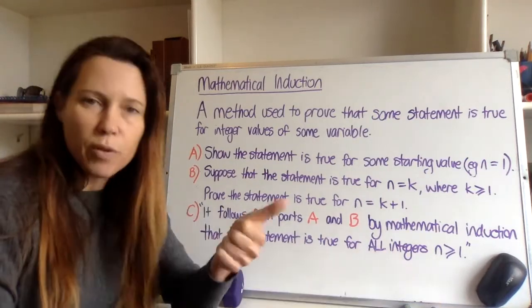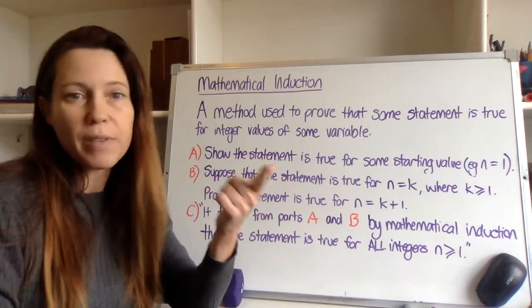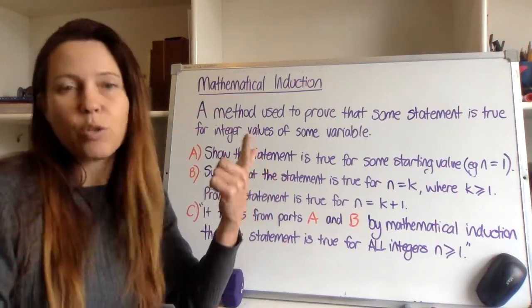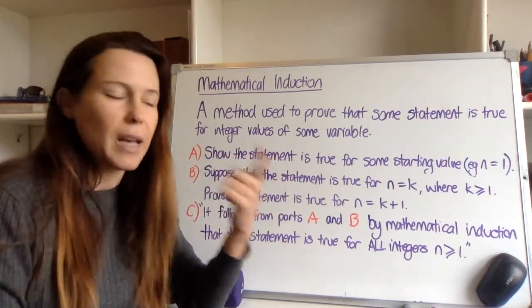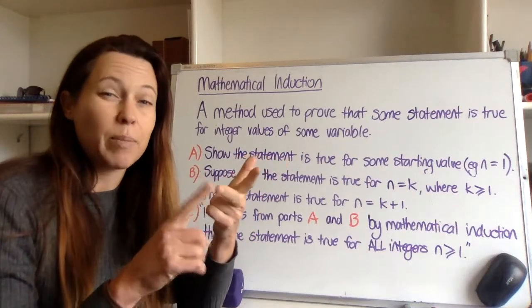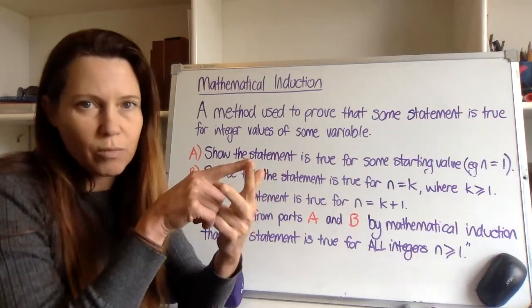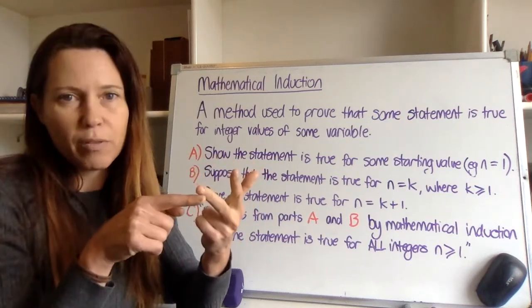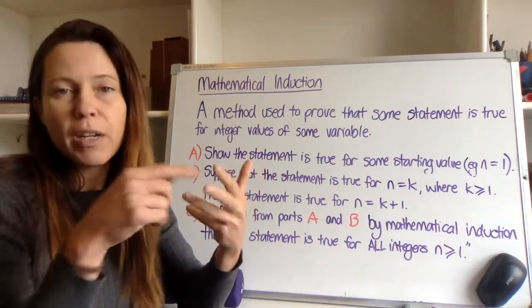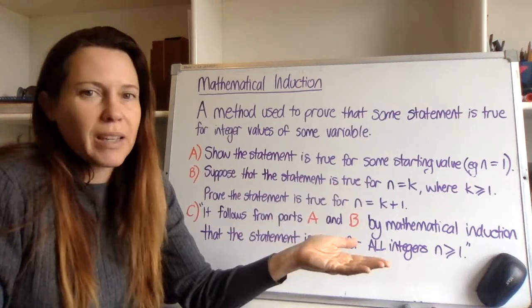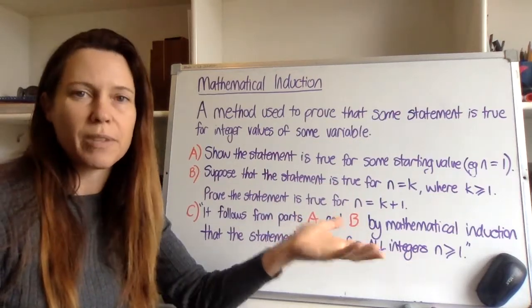So here's the thing: we're proving that it works for 1. We're proving that it works for some integer k, which could be anything that's bigger than 1. And then we say, is it true for k plus 1? Because if it is, then if k was 1, it would be true for 2. If k was 2, it would be true for 3. If k was 3, it would be true for 4, etc., etc. Therefore, we can say it's true for all positive integers.